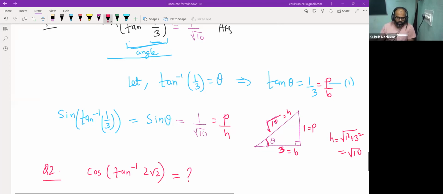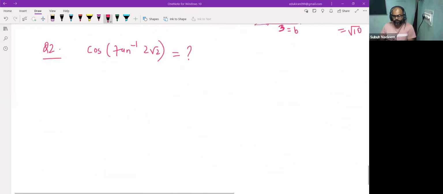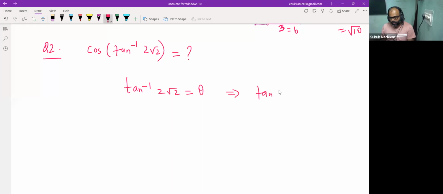Are you trying this one? Cos of tan inverse 2 root 2? So here also what you will do? Tan inverse 2 root 2 is equal to theta. So tan theta will be 2 root 2, which means this is perpendicular by base, 2 root 2 by 1.